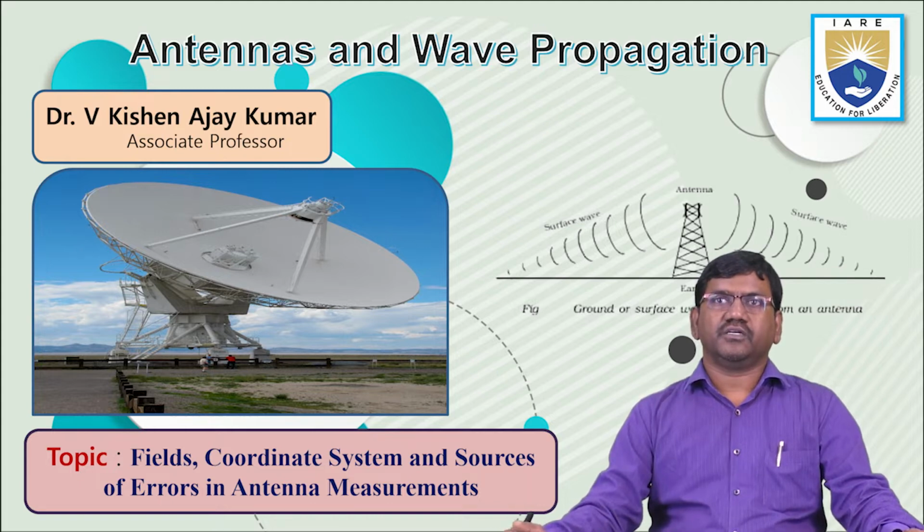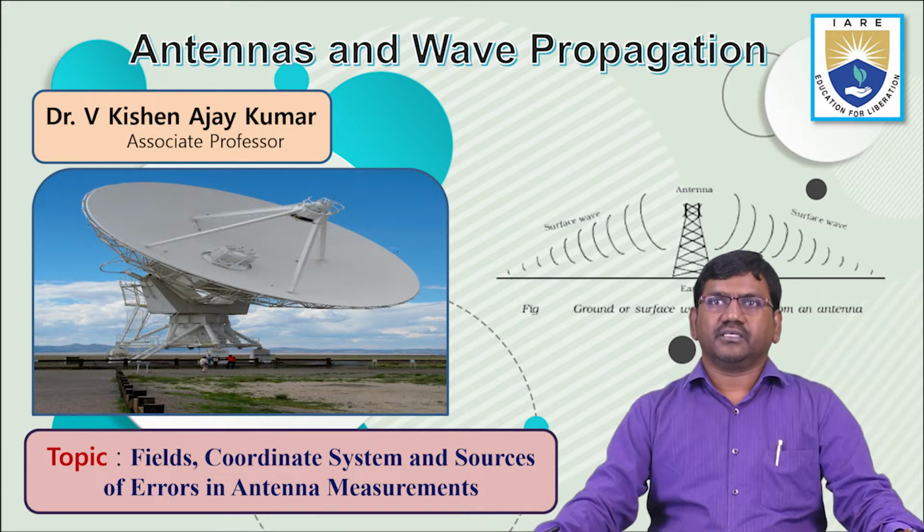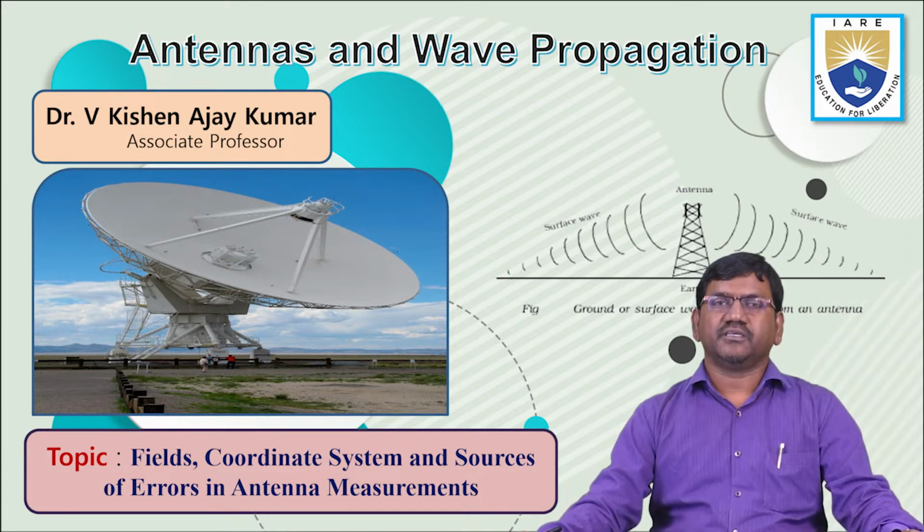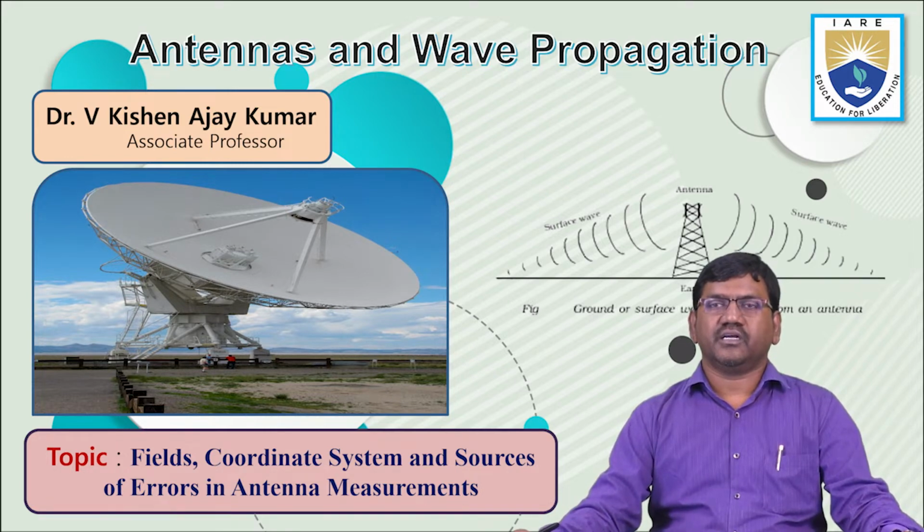Today we are going to discuss the course Antennas, Waves and Propagation, and the topic we are going to discuss today is the sources of errors in antenna measurements, fields, and the coordinate systems used for antenna measurements. These are the three topics which we are going to discuss in today's session. Let us start our session.